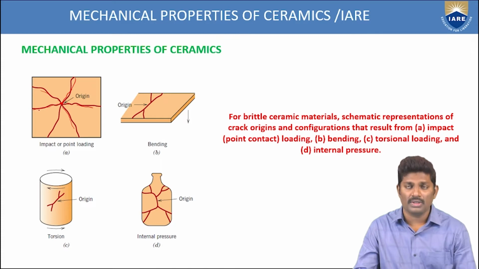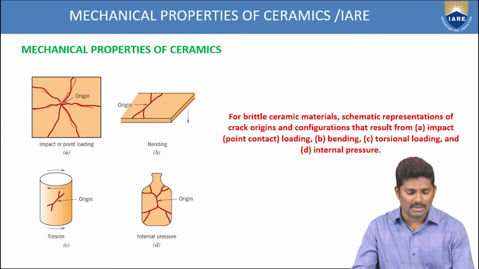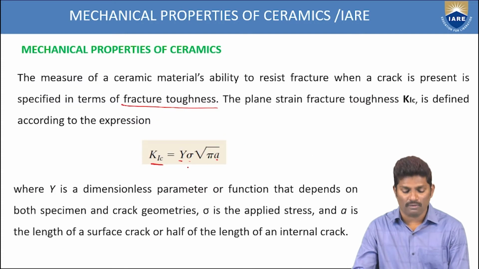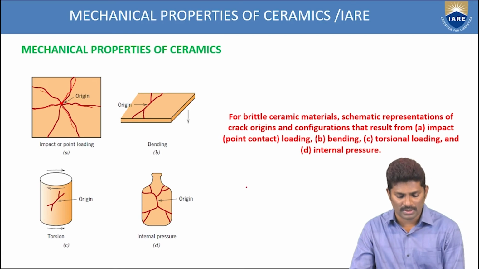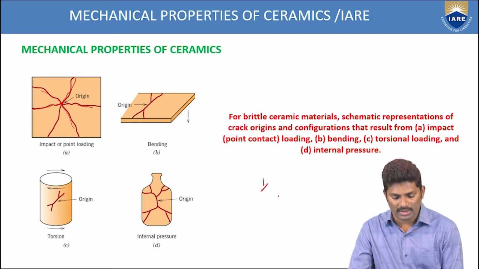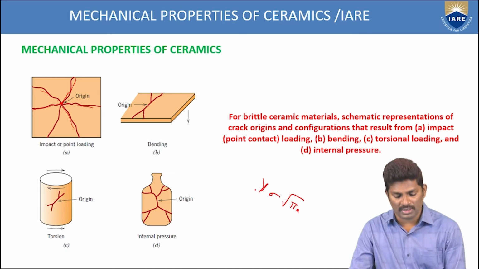So these are different. So in this case, what is the formula we have here? Y sigma under root of pi a. This is the formula that you have. Here Y is dimensionless. That means it depends on what type of geometry you are having. So here you can take it as a linear type of geometry.